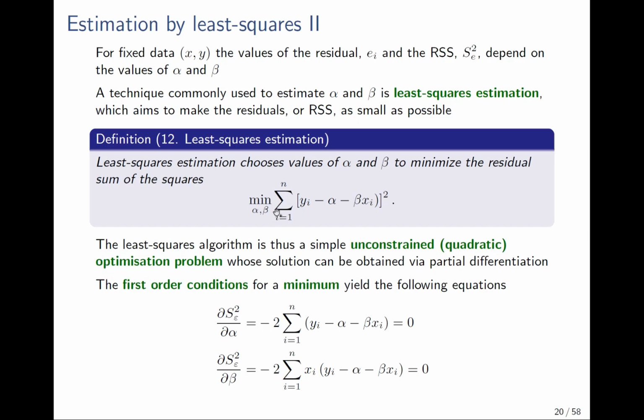So therefore, the least squares algorithm, there's nothing complicated here. It's simply an unconstrained quadratic optimization problem. And all we need to do is partially differentiate this equation with respect to alpha and partially differentiate with respect to beta, set them equal to 0, and that is going to give us the first order conditions for a minimum. And that's them derived there. So this is the first order condition for a minimum with respect to alpha, and this is the first order condition for a minimum with respect to beta.